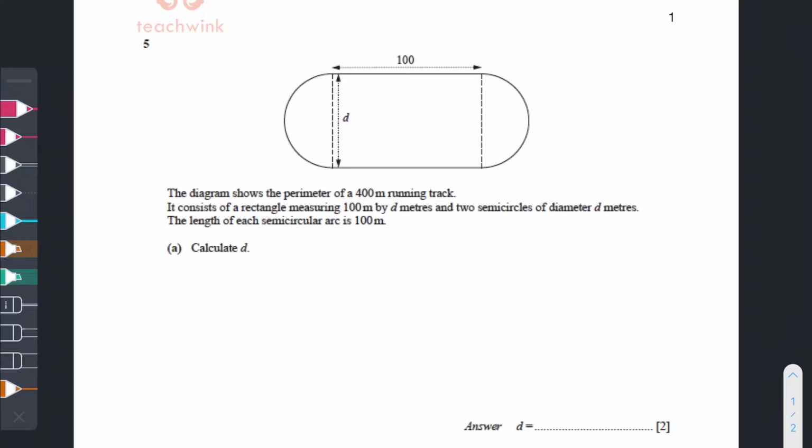Hi guys, so we'll be solving an O-level past paper question from the year 2014. The session is October-November. This is question number 5. This question is based on circular measure. So let's start. The diagram shows the perimeter of a 400-meter running track.